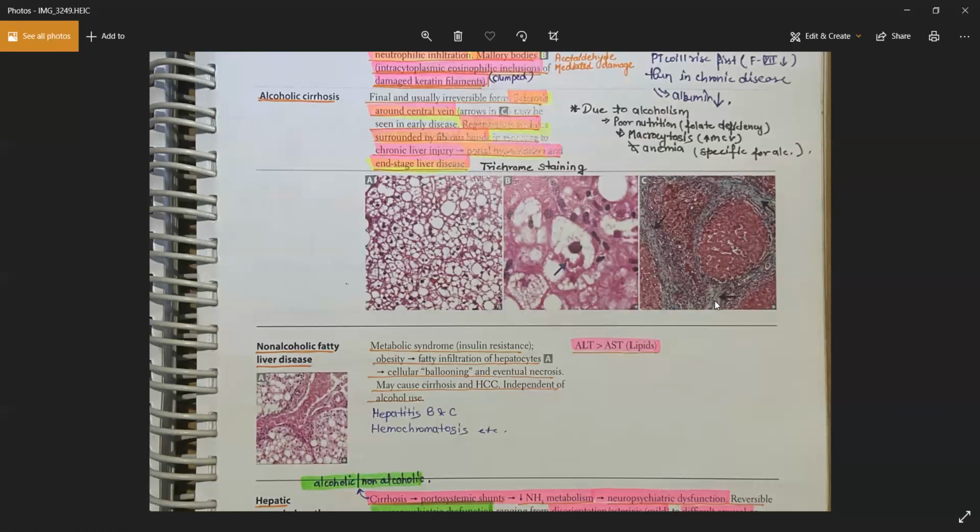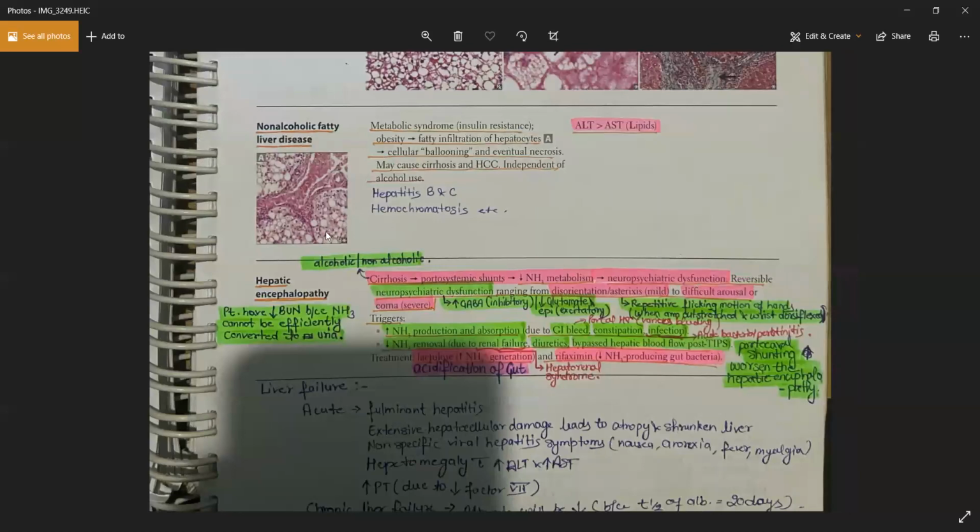So as you can see, this bluish structure is all the collagen, which is forming the fibrotic bands. And you can easily detect it with the help of trichrome staining. Step one can ask you why this fibrosis is happening, what cells are responsible for that. These are the stellate cells or the Ito cells. Okay, remember that.